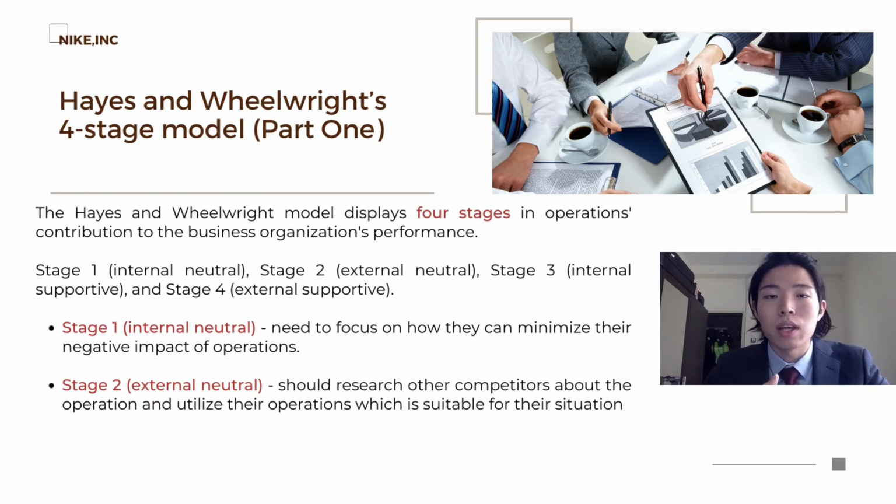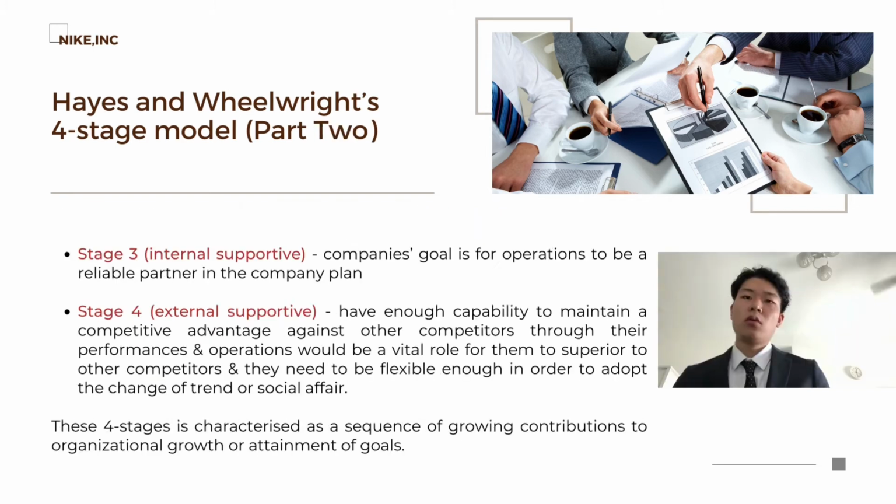The stage 1, internal neutral. The organization needs to focus on how they can minimize their negative impact on population. The stage 2, external neutral. The organization should research other competitors about operation and utilize their operations which is suitable for their situation.